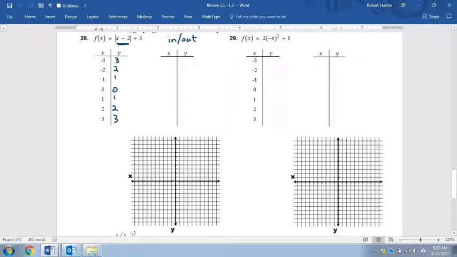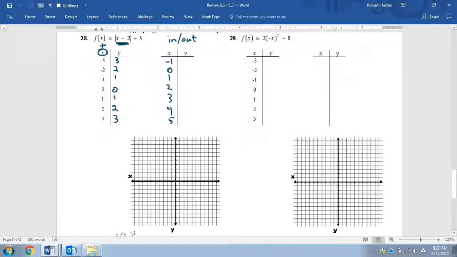Okay, so this -2 is inside, so I do it to my x's. And I'm going to add, because it's opposite. So -3 plus 2 is -1. -2 plus 2 is 0. And I'm just going to go ahead and fill these in. 3, 4, 5. You'll go all the way down. 3 plus 2 is 5.